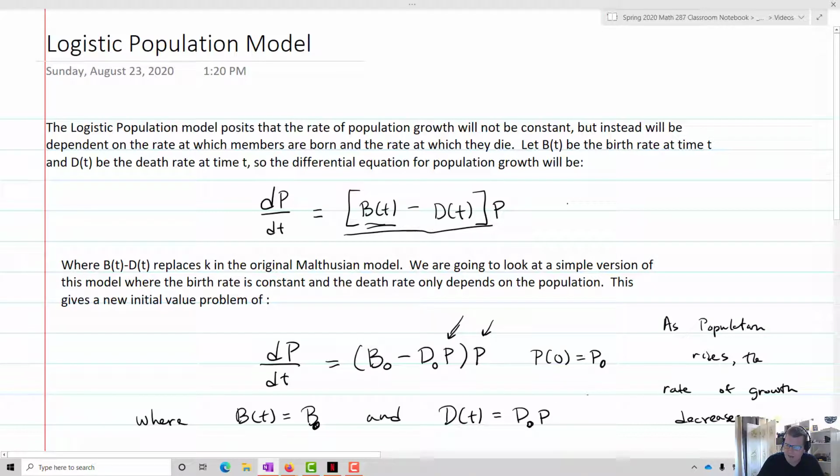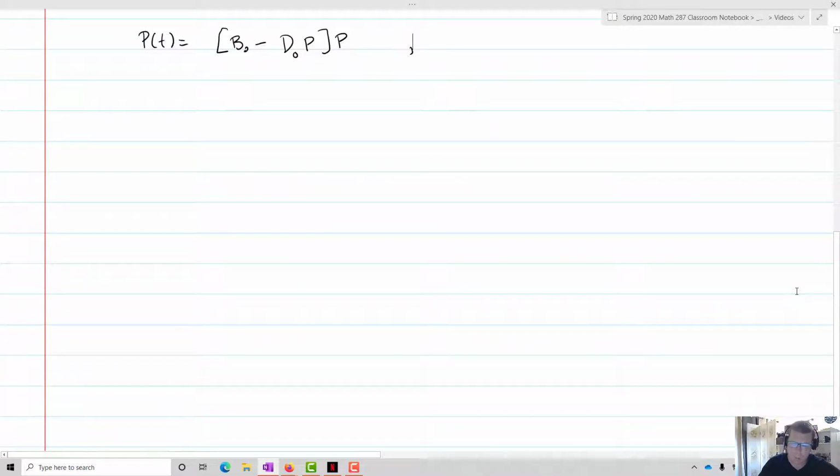So as population rises, as P goes to infinity, dP/dt is going to decrease. It goes down, until it hits a certain point. We're going to ask ourselves where that point is. That point of equilibrium for the system. So now we're going to change around some of our variables. We're going to let R equal b naught, and we're going to define C as equal to b naught over d naught. So the birth rate divided by the death rate.